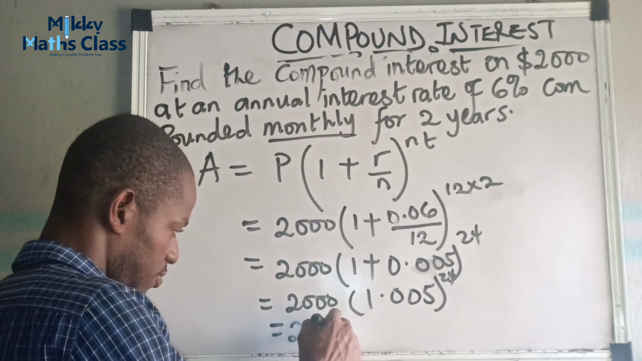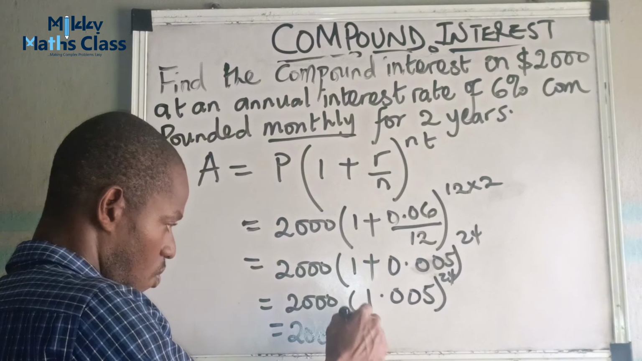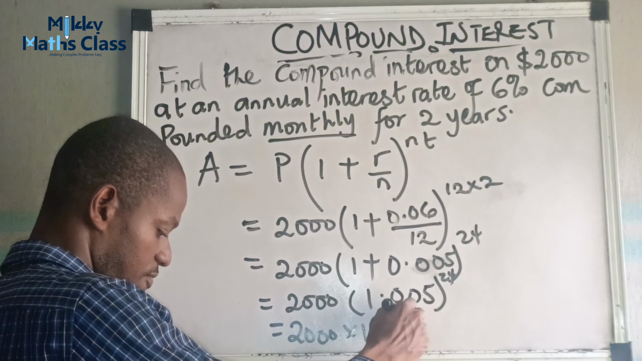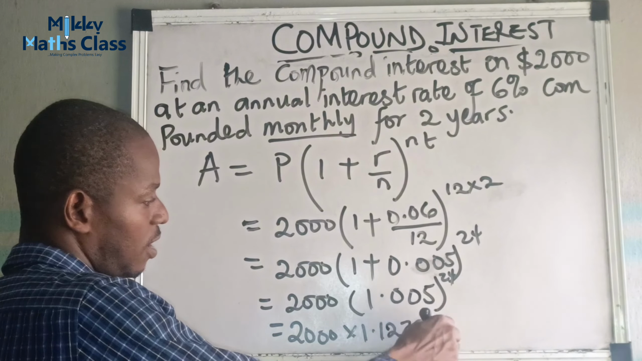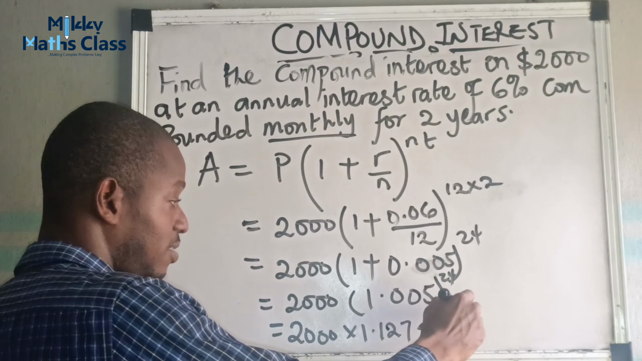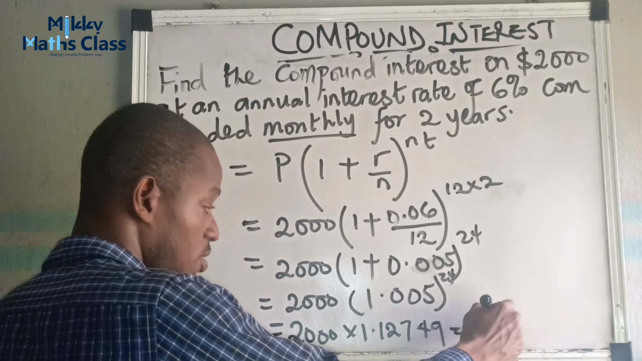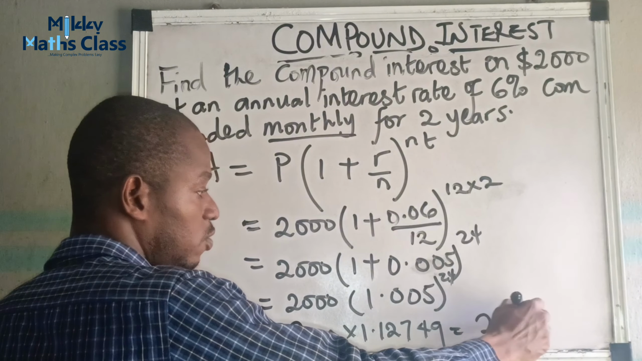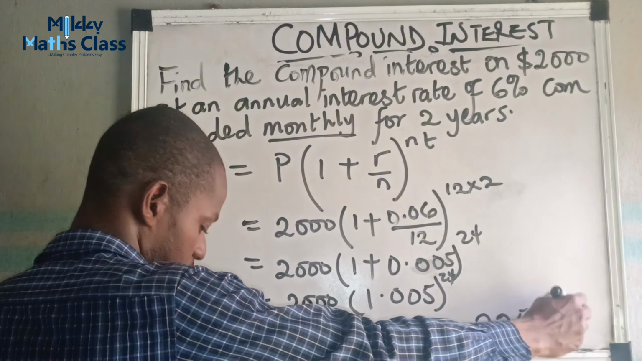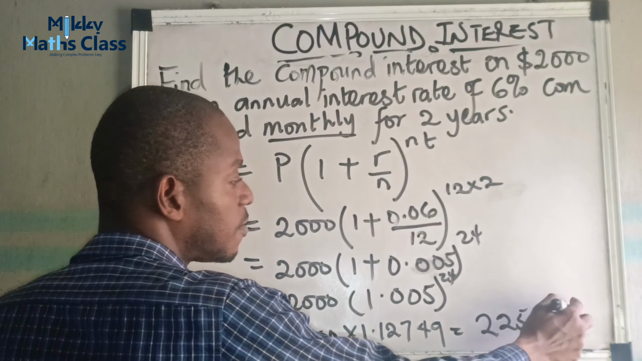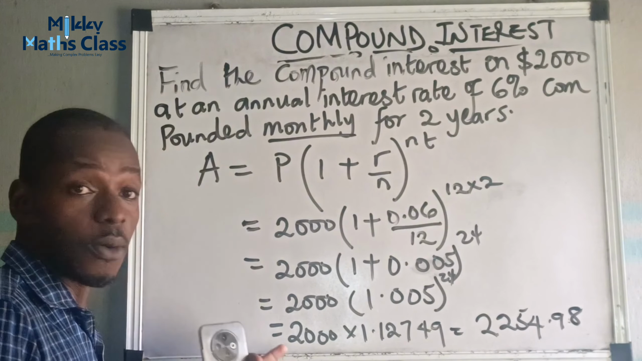$2,000 times 1.12749, and when we multiply that, we'll get $2,254.98. Now this is our amount.